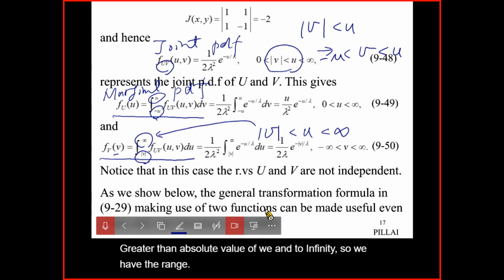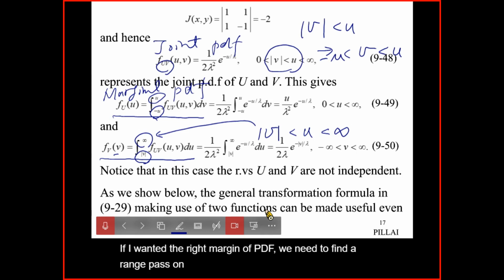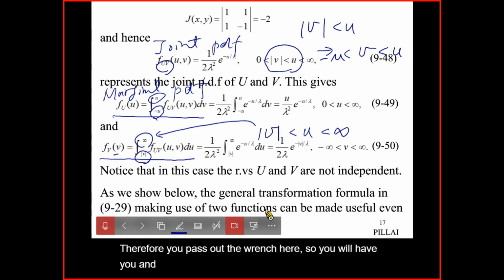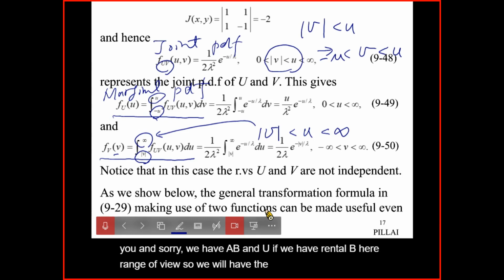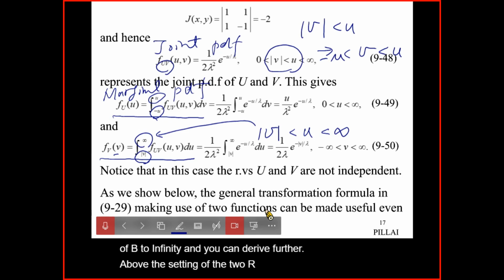If we want to derive the marginal PDF, we need to find the range based on the range previously derived. So if you pass on the range here, you will have U and V. If we have the range for V here, the range of U will be from the absolute value of V to infinity, and you can derive further. About the setting of the two ranges, is everything okay?